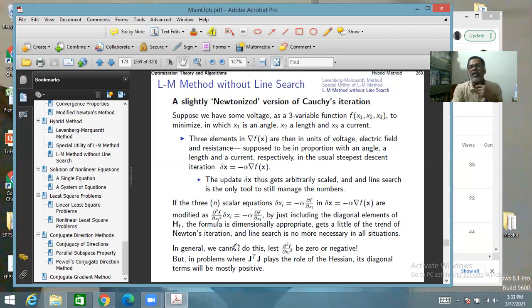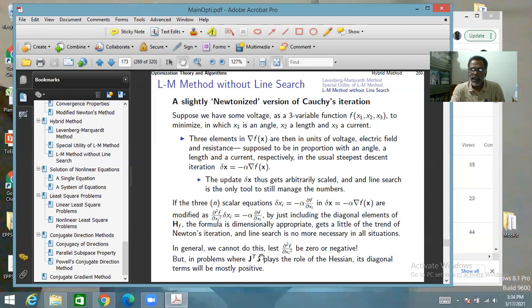So for general kinds of functions, we cannot do this properly, because for a general function at some point, del 2f by del xi square may as well be 0. And that may be dangerous, or negative, which will also be dangerous. But in the case of the Hessian matrix constructed as J transpose J, it will never become negative. Zero also it can become only if a full column of the Jacobian is 0. That will happen very rarely. And for that you can keep a separate defense.